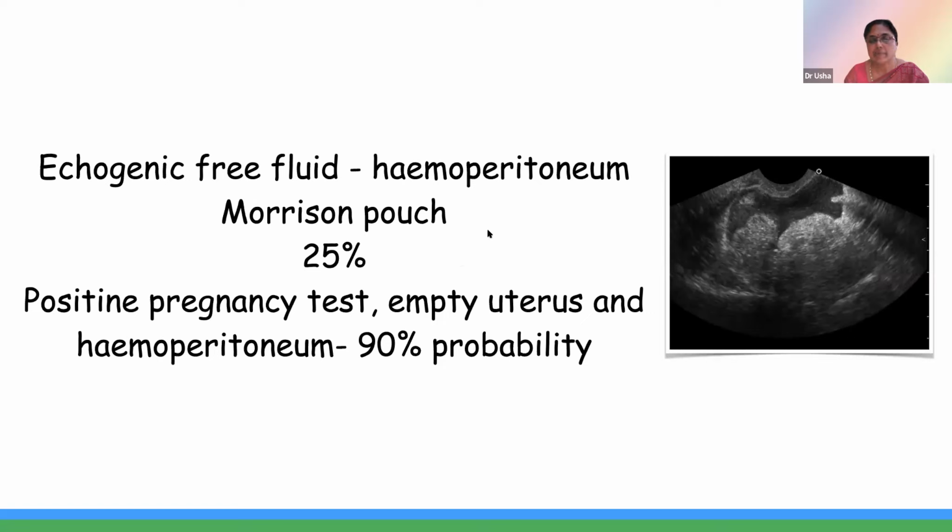So when you have a positive pregnancy test, an empty uterus and a hemoperitoneum, it has a 90% probability that it is an ectopic pregnancy. Because if you don't see a sac or any mass in the adnexa and you are able to see only the hemoperitoneum, we have to think of other causes of hemoperitoneum also. That is why it is a 90% probability that this is ectopic pregnancy.